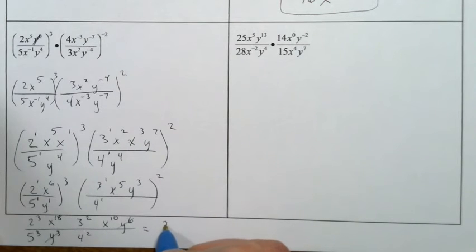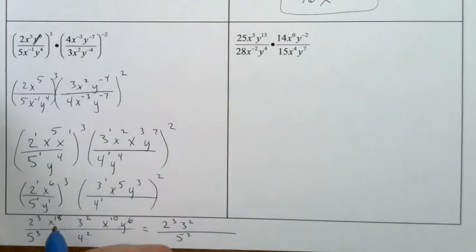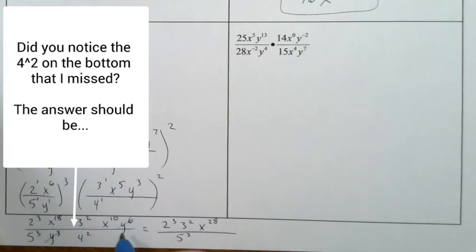So I'm left with 2 cubed, 3 squared over 5 cubed without x's. I have x18, x10. I'm left with x28. And then some of my y's cancel. I have y6 on top, y3 on bottom, and I'm left with y3 on top.